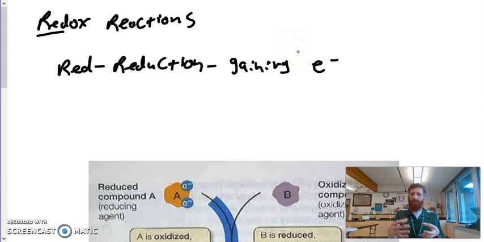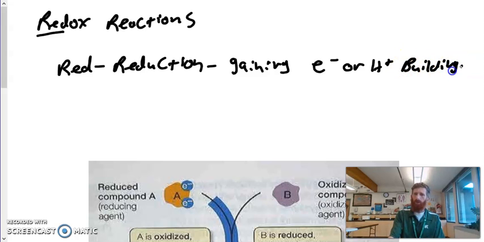Now, we can't always see electrons, and electrons are shared in bonds, so it's kind of hard to look at that. But usually electrons follow hydrogen ions, okay? So we're gaining electrons, or we could follow the hydrogen ions. We're gaining hydrogen ions. And basically here, we're building up. Okay, so that's the first part of our redox reaction.